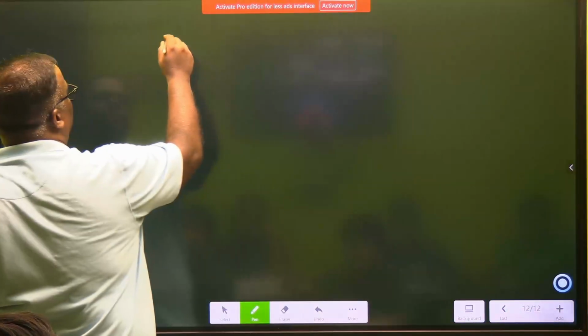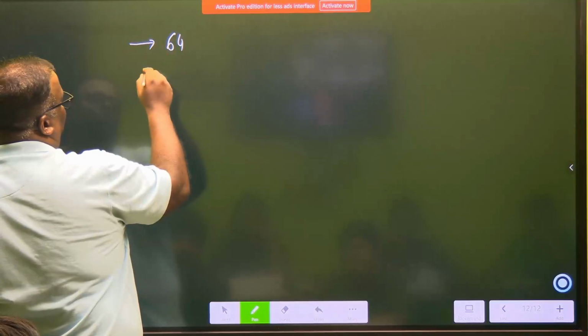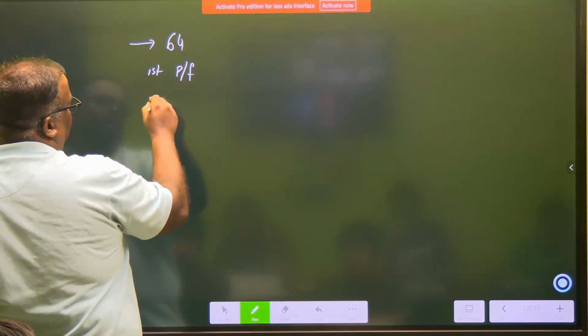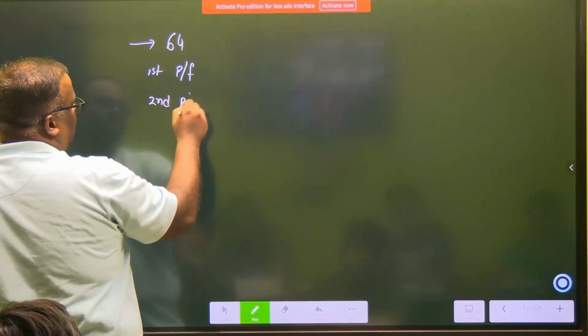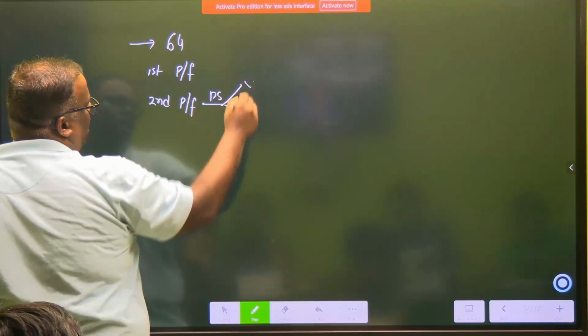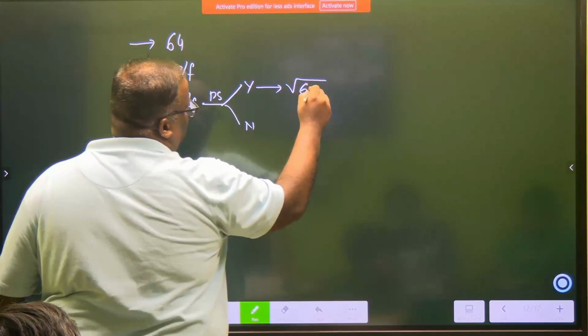You will get a number like 64. This will be a number which will be given to you. The first thing you will be asked to do is prime factorization. The second thing you will be asked, once you have done the prime factorization, is: is it a perfect square, yes or no? If it is yes, then tell what is root of 64.